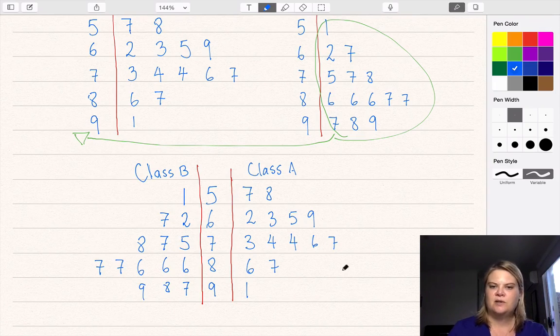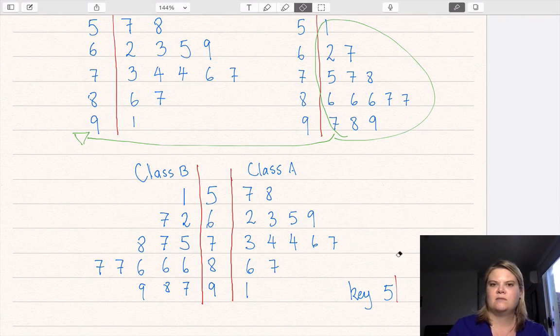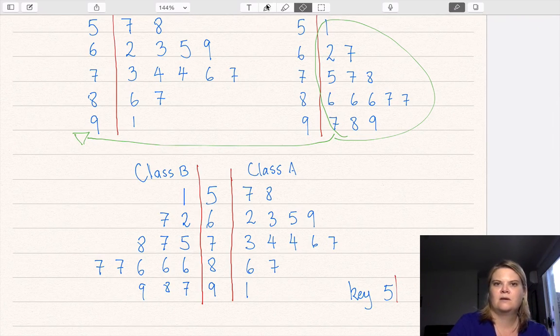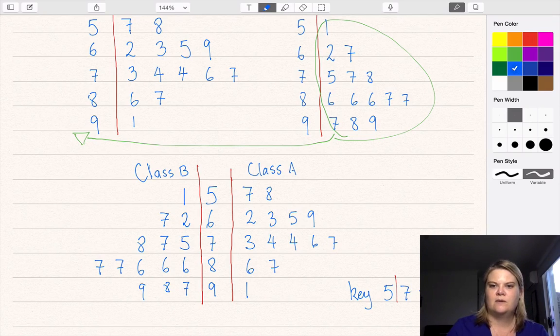Once you have your back-to-back stem plot, you still need to add your key in, but you only need to add it once. So we could start with 5, still in red, 7 is 57, and on this side 1, 5 is 51 because we're reading it backwards.